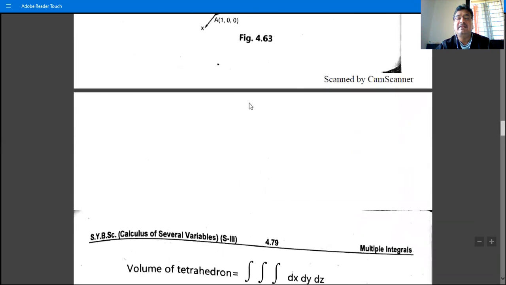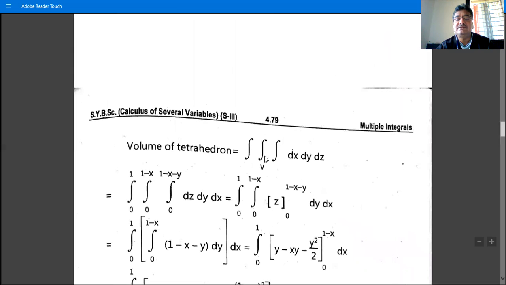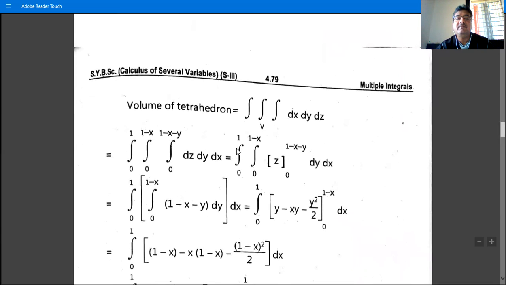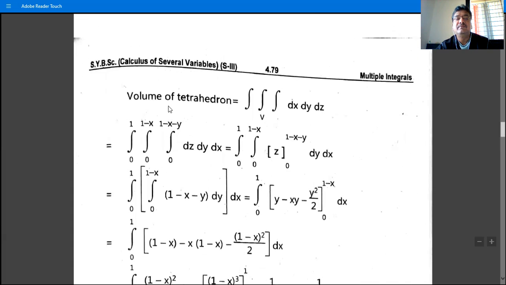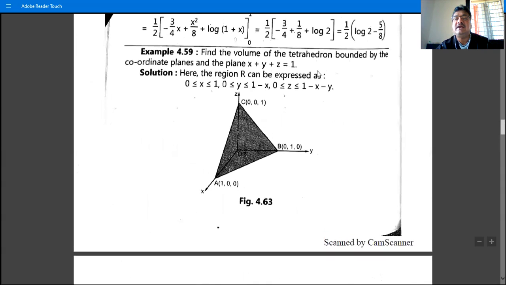Then the volume of the tetrahedron is the triple integration over V of dx dy dz. Integrate 1 with respect to x, y, z. Integration of 1 dx dy dz gives the volume, and integration of 1 dx dy is the area. So z runs from 0 to 1 minus x minus y, y runs from 0 to 1 minus x, and x runs from 0 to 1.